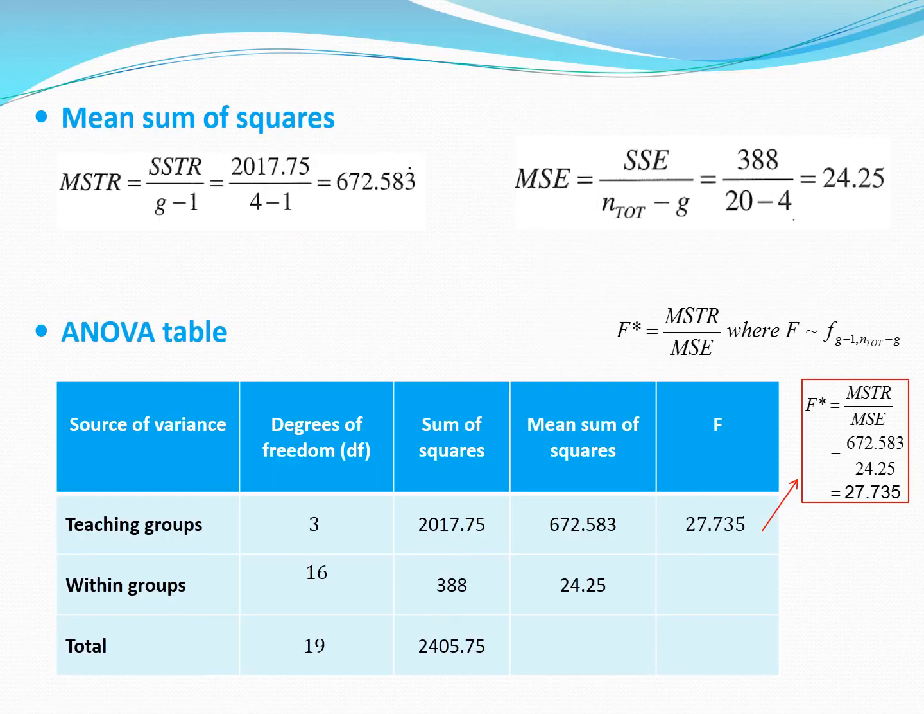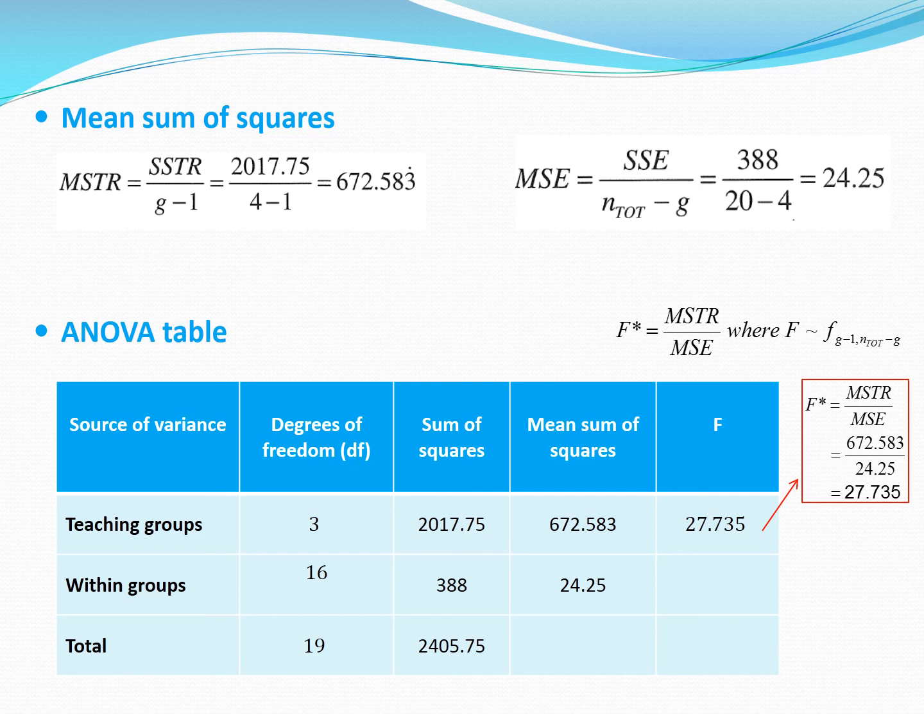Next, we can calculate our mean sum of squares. So we already calculated the treatment sum of squares in the previous slide. So you simply take that value and you will divide that by your treatment degrees of freedom, which was 4 minus 1, and that will give you your mean treatment sum of squares.